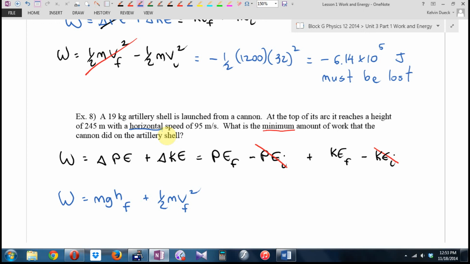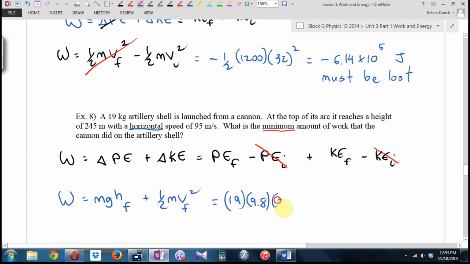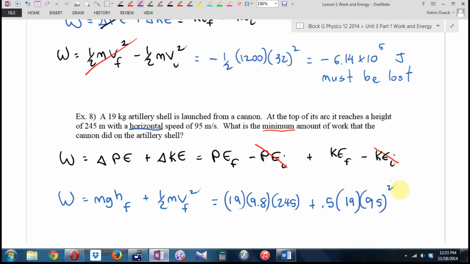Did they give me the mass? g, 9.8. Height, 245 plus 0.5. Mass, 19. Horizontal speed. I need at least this much work, this much energy to get the shell to do this. Maybe more, because there could have been air resistance, there could have been other dissipative energies and forces.